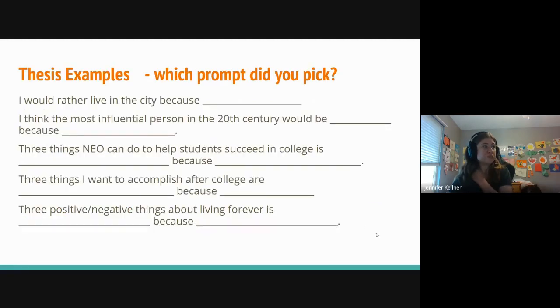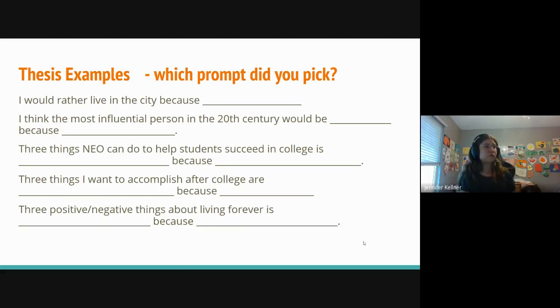So here's some examples where I literally gave you the framework depending on what prompt you chose. So the first prompt, I believe, was talking about the city or the country, which one you'd rather live in. I would rather live in the city because, and then you give your reasons. You can list them. You can give one main reason that kind of links everything together. Obviously, it could be the country. It could go either way. I just kind of picked one just for example purposes.